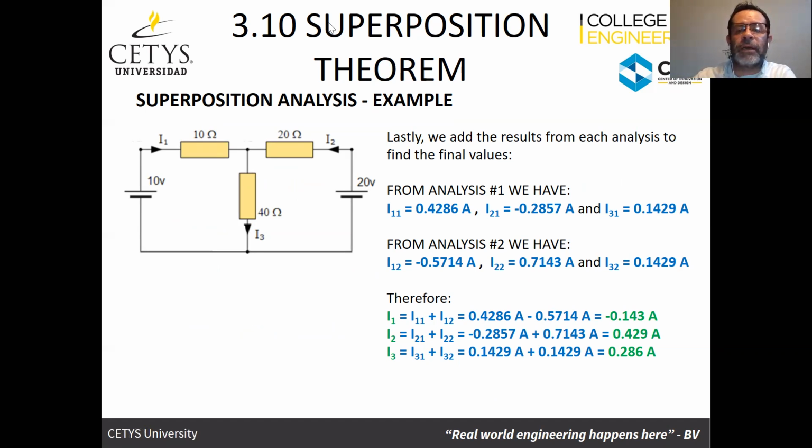These 3 are exactly the same values that we found with the other 2 analyses when we did mesh and node analysis. So what we've done here is take the same circuit and do the analysis to find the values with 3 different methods: mesh, node, and superposition. If you notice, the superposition method was the longest one and maybe the most impractical one, but we still got to the same results.